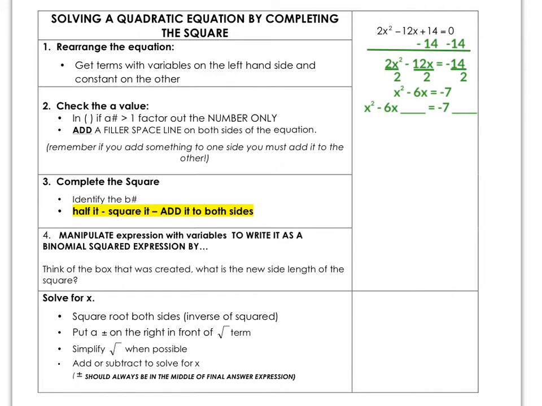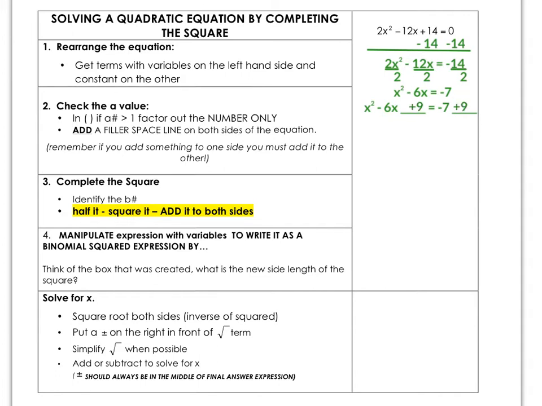So we would draw a square to represent the x squared, and then 6 groups of, remember that they're negatives, negative 6x. So that would mean I need to put negative 3 on each side of my square. How many would I need to add then to complete the square? And the answer would be 9. So I'm going to add 9 to both sides.